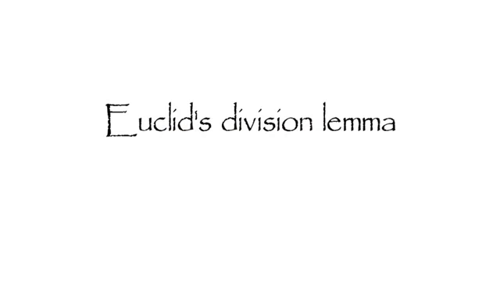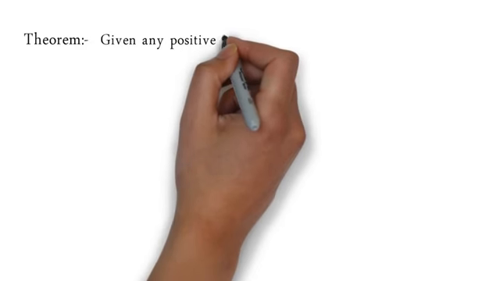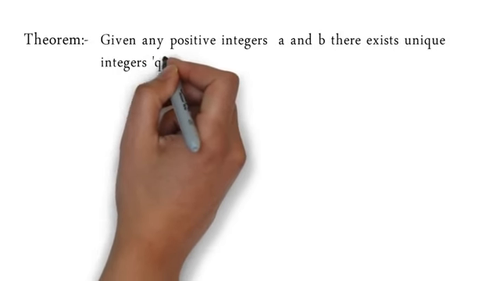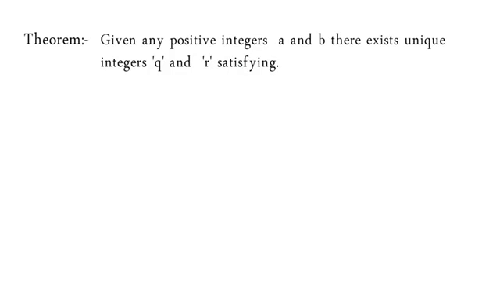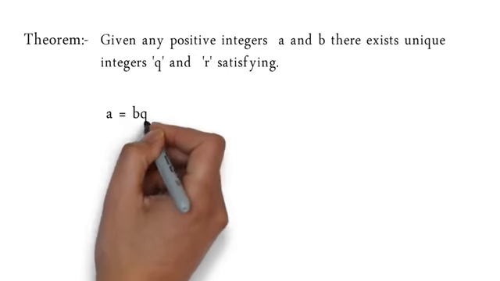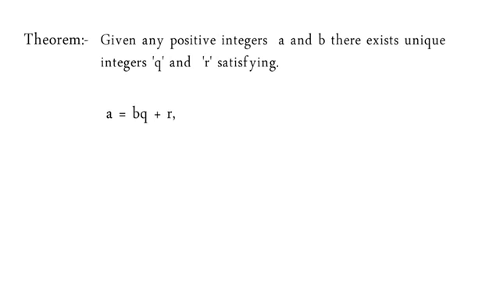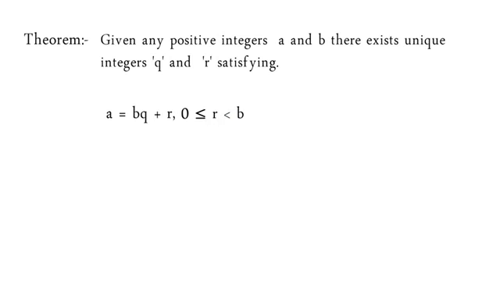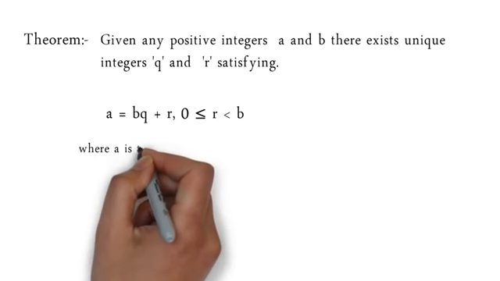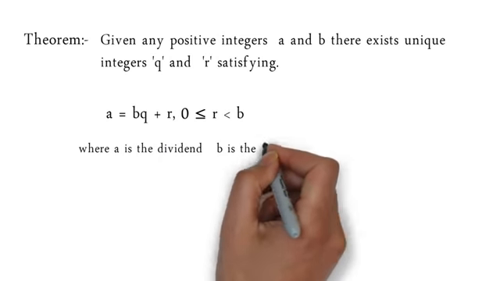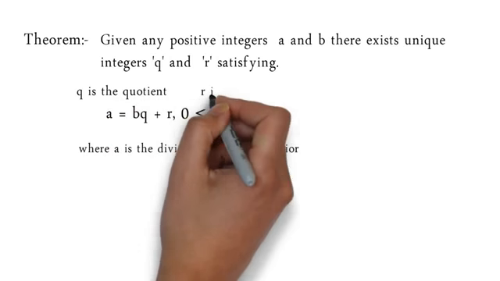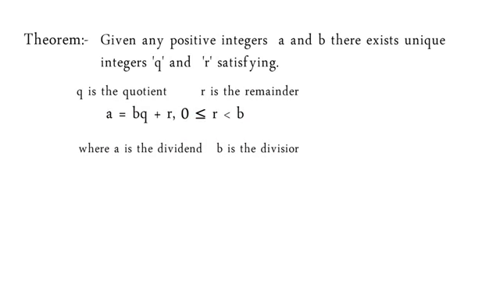Euclid's division lemma. Theorem: given any positive integers a and b, there exist unique integers q and r satisfying a is equal to bq plus r, where 0 is less than or equal to r and r is less than b. Here a is the dividend and b is the divisor, q is the quotient and r is the remainder.